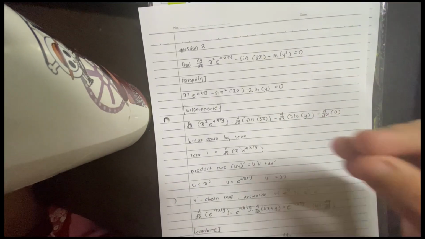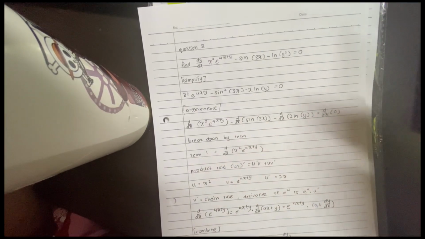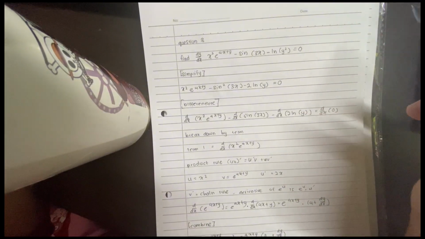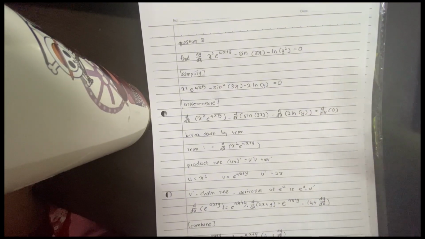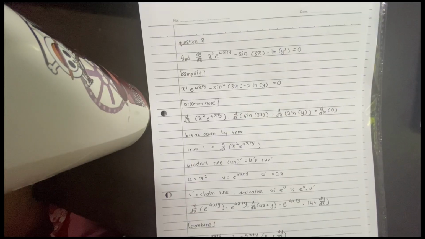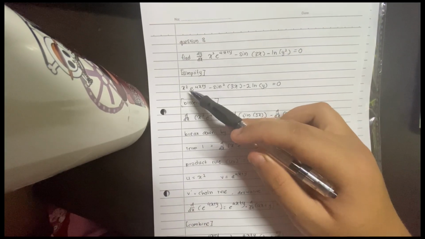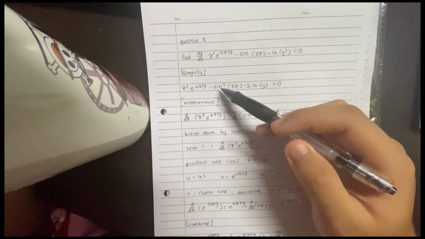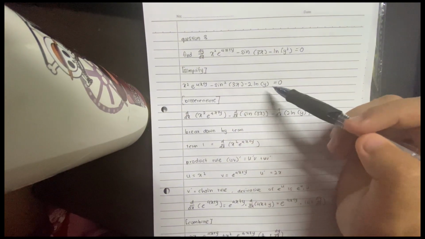We need to simplify the equation first using the property of logarithm: ln a^b equals b ln a. So we can write ln y^2 as 2 ln y. For example, we get x^2 e^(4x+y) minus sin^2(3x) minus 2 ln y equal to 0.